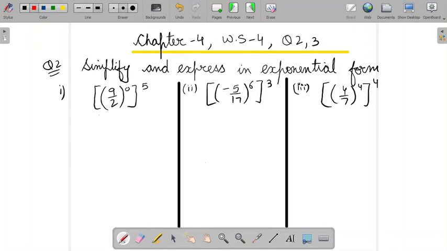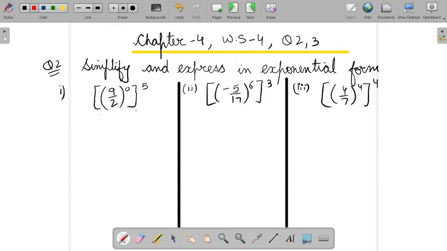Hello everyone. Question 2 from worksheet 4. Simplify and express in exponential form. Exponential means you have to express the answer in the power form. So let's try the first part.